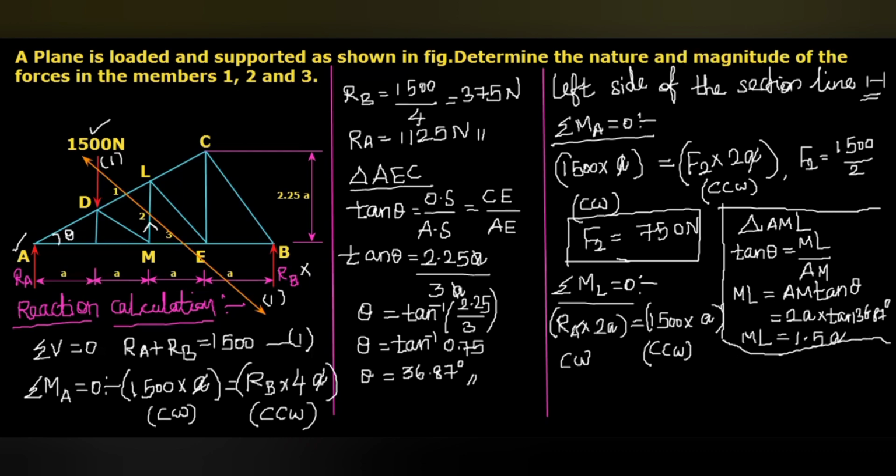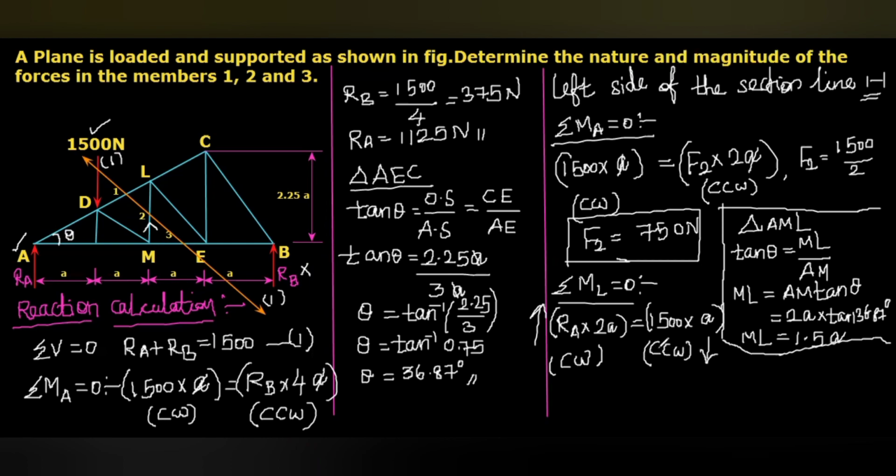Okay, so here you can see one moment made by the reaction force, that is RA into 2A, that is in clockwise direction. The other moment, 1500 into A, will be counterclockwise. Here the RA value we know, we calculated already, that is 1125. If it is multiplied with the 2A, you will get 2250 A, but this will be 1500 A. So this one will be greater than the counterclockwise moment. So here the clockwise moment is more than the counterclockwise moment.